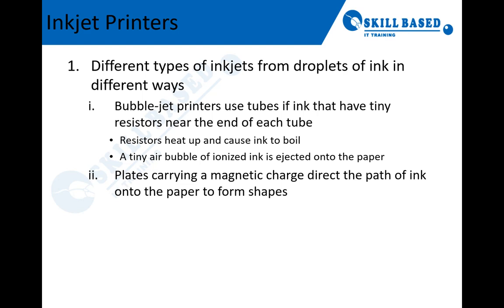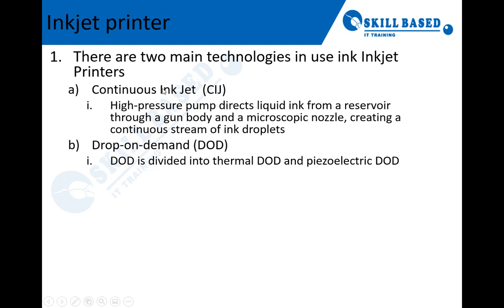I fire all the droplets, and some of the droplets are meant to shoot onto the paper, so I let those shoot. But the droplets that are not supposed to shoot onto the paper, I will collect back. That is what I call the CIJ. The full name of CIJ is continuous inkjet.